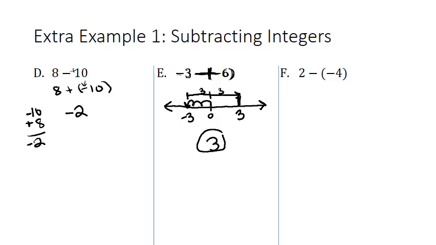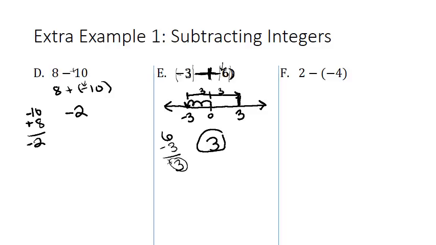Okay, or if we wanted to do it another way, we could say here, my absolute value of 6 is bigger than my absolute value of negative 3. So let's just subtract 3 from 6. It's going to be 3. My absolute value of the bigger number was positive, which means this is going to be a positive number right here.